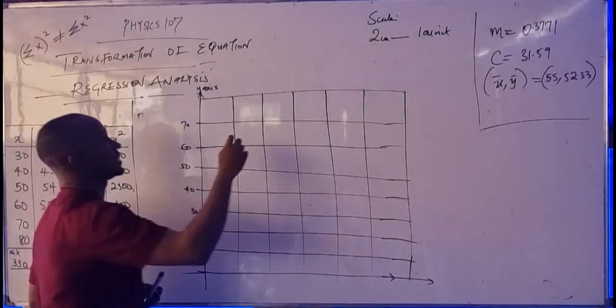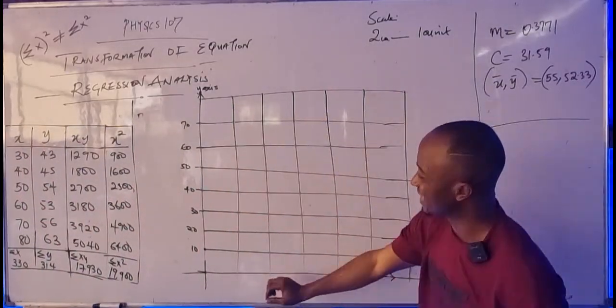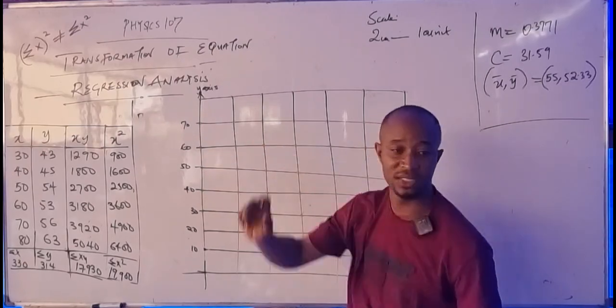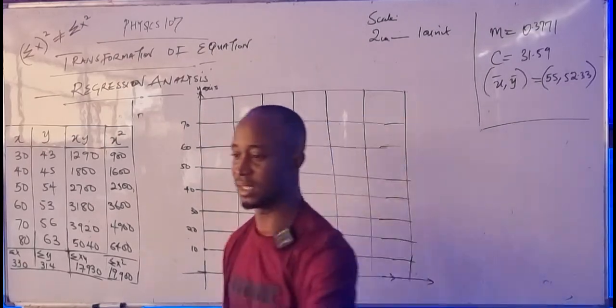We are choosing a scale now: 2 centimeters to represent 10 units. So every 2 centimeters, put 10, 20, 30, 40, 50, 60, 70. Do that now.